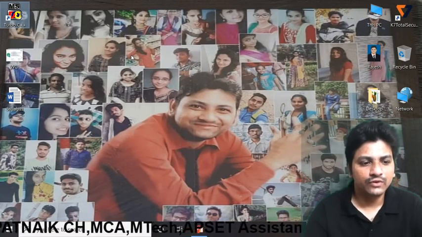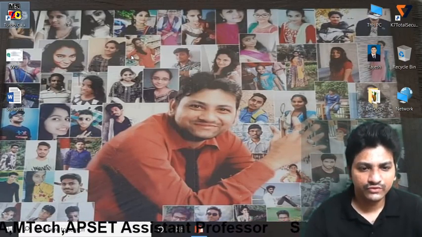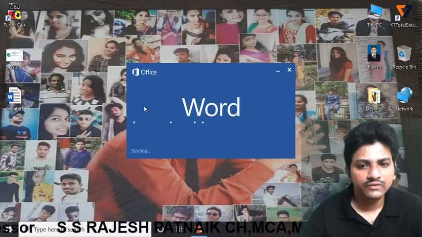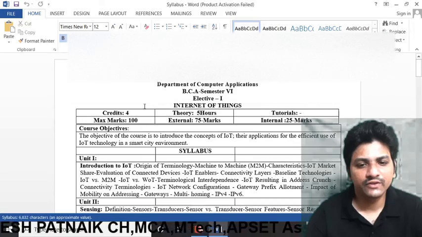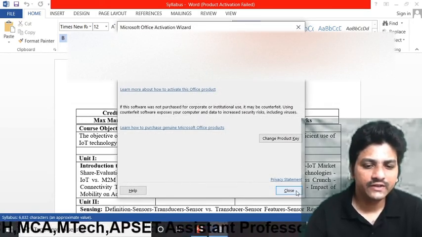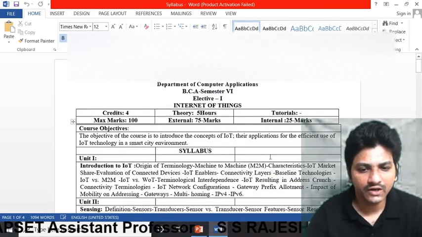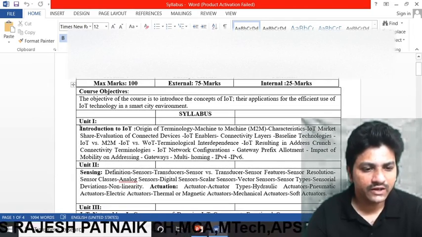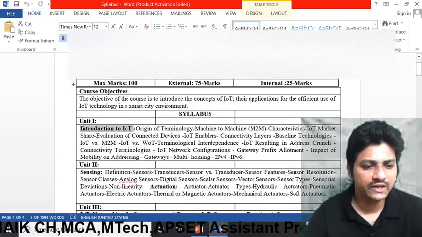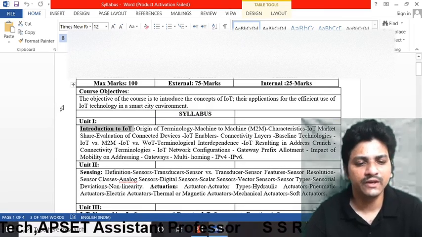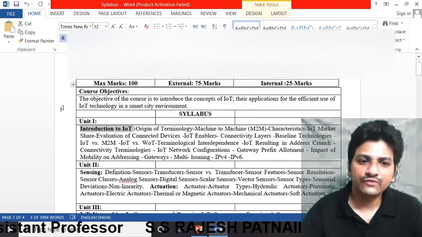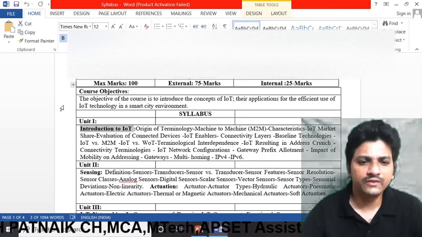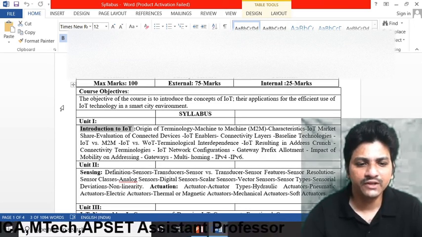Hello everyone. So today we are going to see our basic Internet of Things syllabus. See here. What is the syllabus in the first unit? We already understood some basic concepts of Internet of Things in the previous class. What are some basic things where the Internet of Things was used? What are the basic things regarding the Internet of Things? What is the use of the Internet of Things? Very basic things we understood in the previous class.